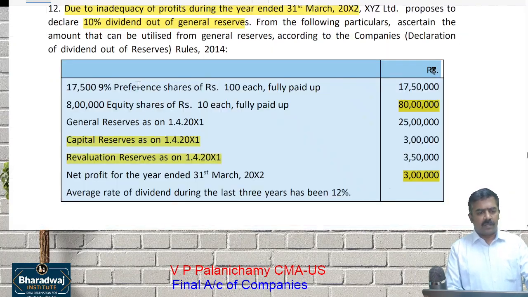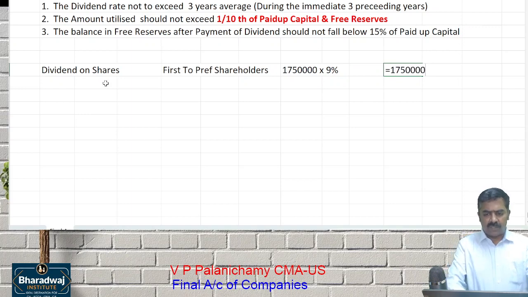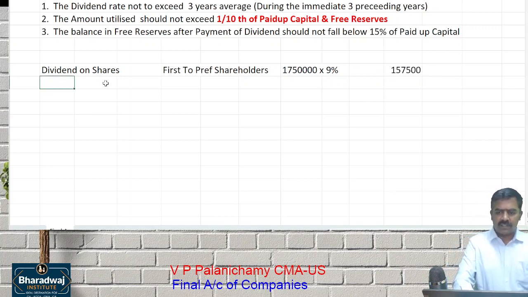Preference shareholders எவ்வளவு இருக்காங்க பாருங்க. 17,50,000 into how much you have to pay? 17,50,000 into 9%. Please take it up along with me. No need to wait. Into 9%. Next, to equity shareholders.